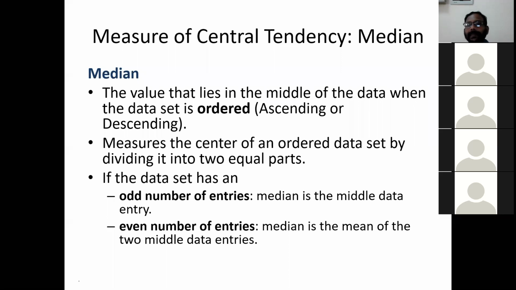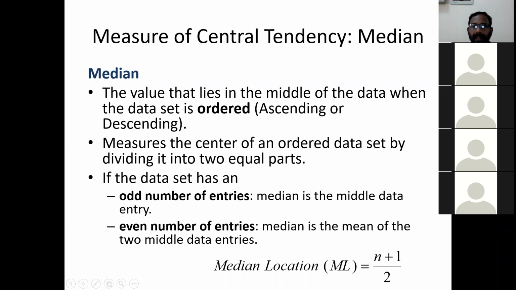Tanupriya, are you around? Yes, sir. Okay, Tanupriya, did you understand how we can calculate the median when you have an odd number and an even number? Yes, sir.